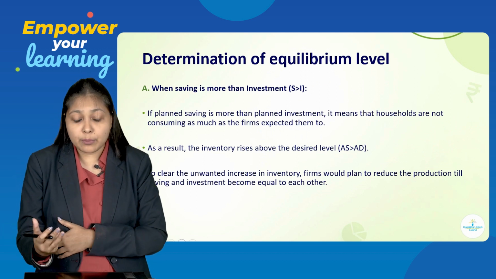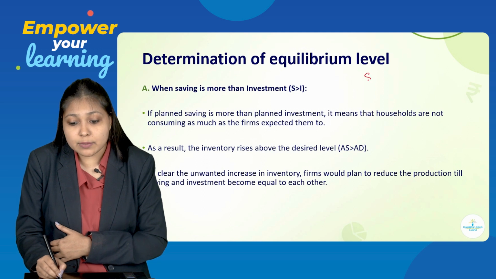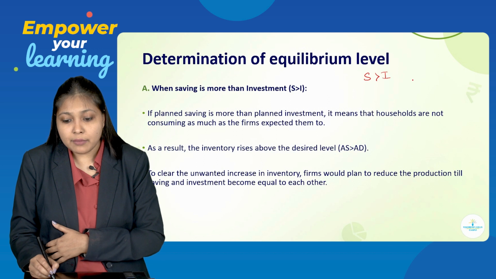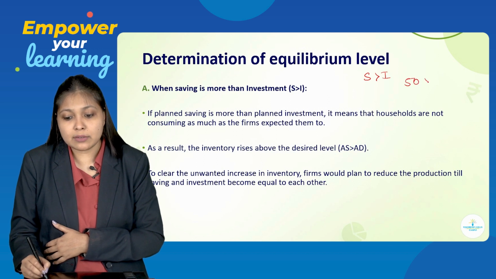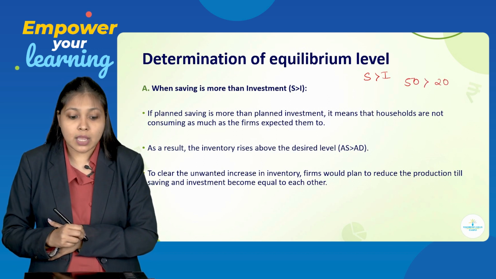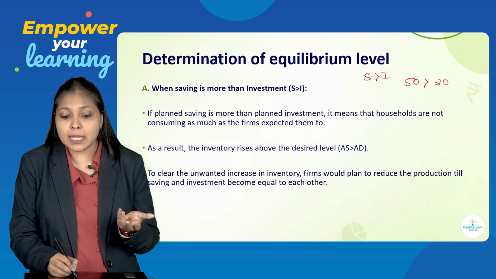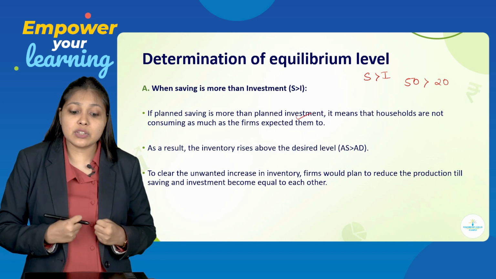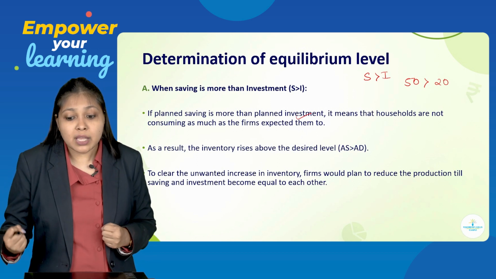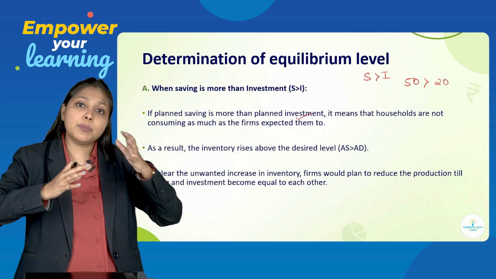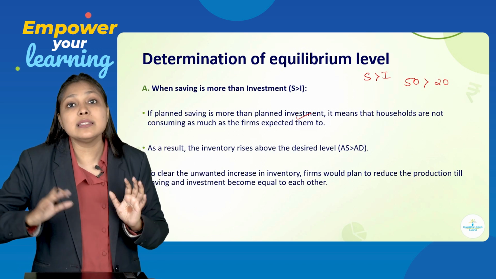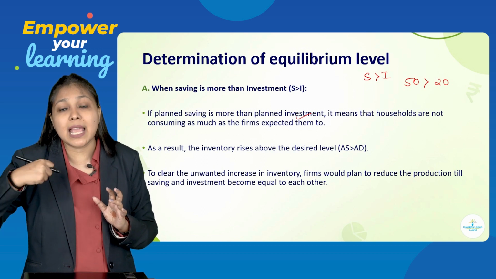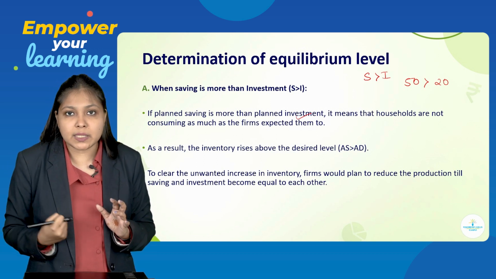As I said, what happens when your saving is more than investment? That means you are saving 50 rupees, whereas you are investing just 20 rupees. So, if planned saving is more than planned investment, it means that households are not consuming as much as the firms are expecting them to. So, that means their maximum proportion of income is going into savings. They are not doing consumption expenditure as much as the firms were expecting them to.